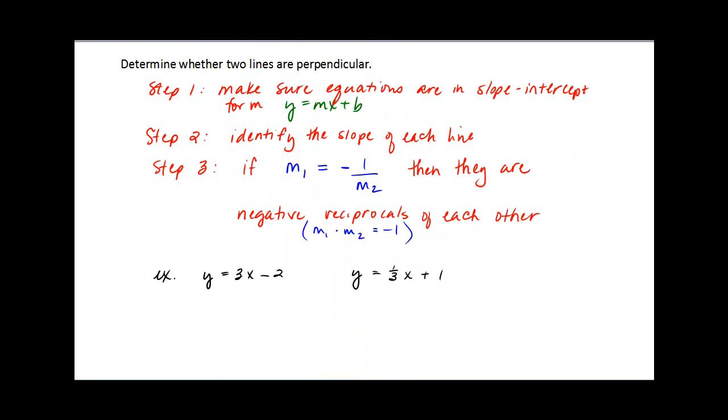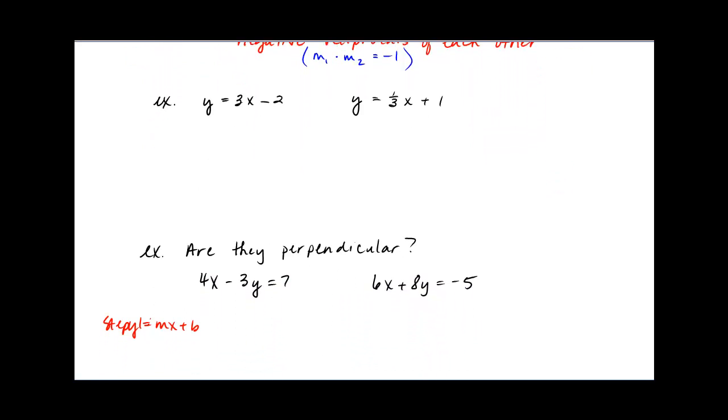Okay, now I want to be able to determine whether two lines are perpendicular. The first thing I want to do is make sure the equations are in slope-intercept form. The key to parallel and perpendicular lines is evaluating their slopes. So I want to put it in slope-intercept form so I can identify the slope. If the slope of one line is the negative reciprocal of the other, then they are perpendicular, is basically what that says. Alright, so let's practice.